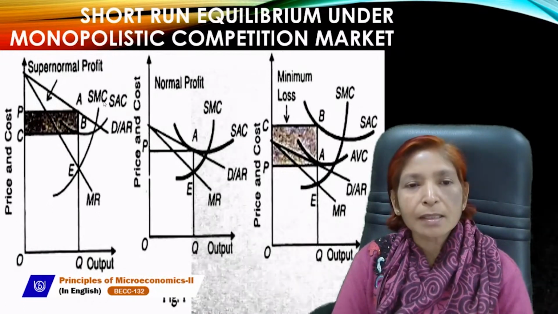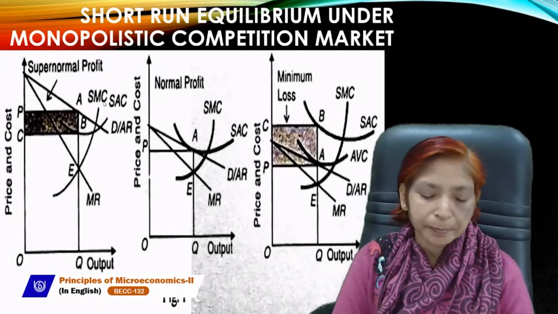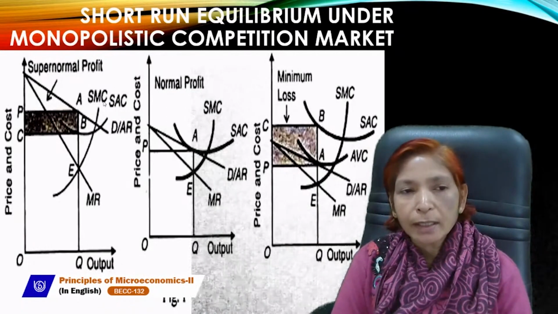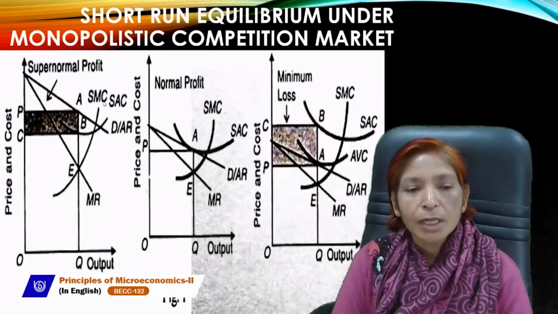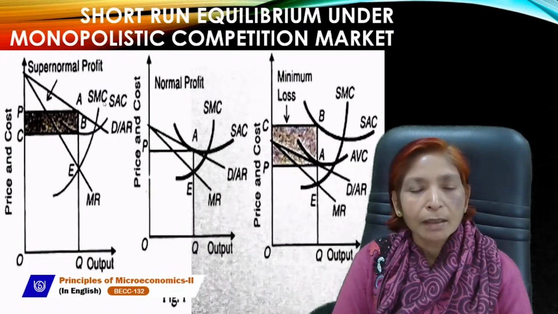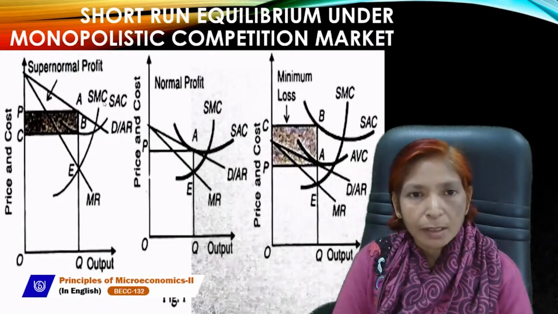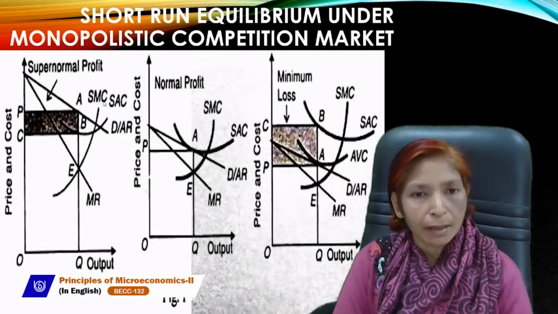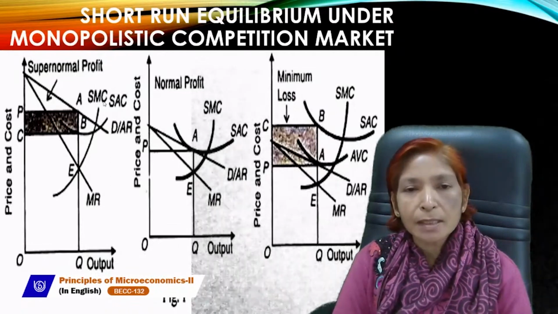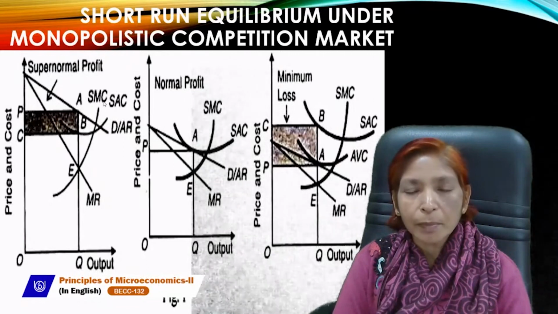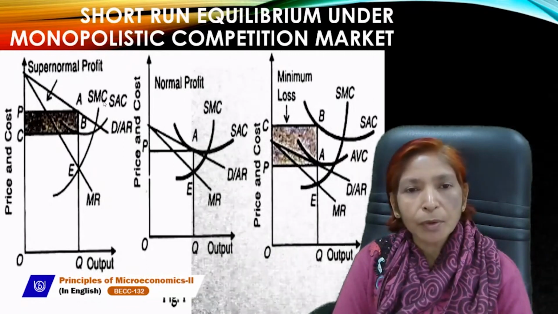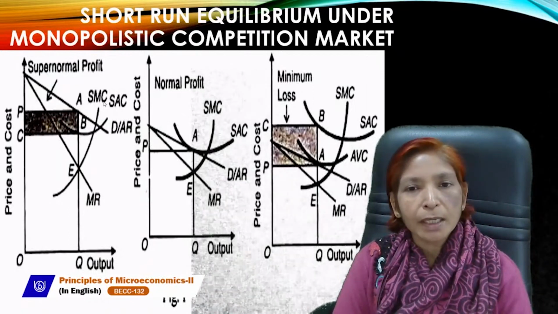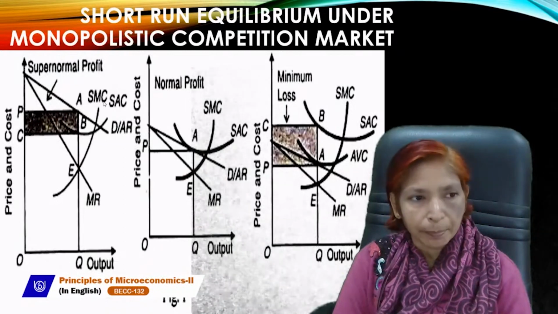where TC intersects TR. You know that TC is the summation of TFC and TVC. Where TC intersects TR, that point is the break-even point, and the vertical distance between TR and TC is the maximum profit. I have shown you these diagrams in the monopoly market, and the diagram of the TR and TC approach and the MR and MC approach remains the same in the monopolistic competition market and in the monopoly market; both diagrams are the same.